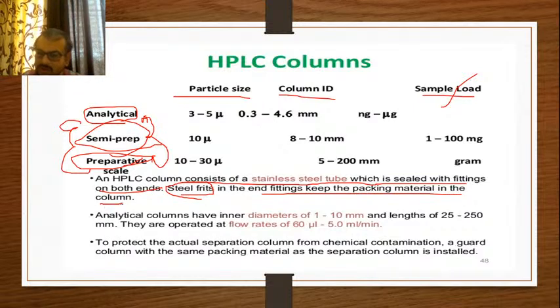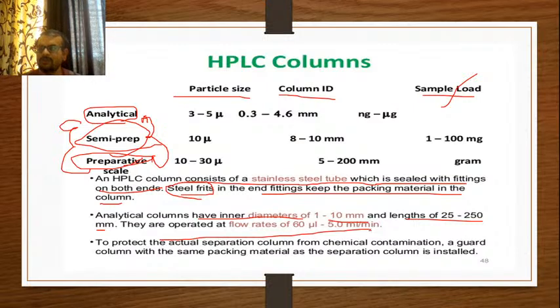Okay, as we all know, these fittings at the top and bottom of the column will keep the packing material intact. Analytical columns have an inner diameter of 1 to 10 mm and a length of 25 to 150 mm. They are operated at a flow rate of 60 microliter to 5 ml per minute depending upon the optimization of the procedure.